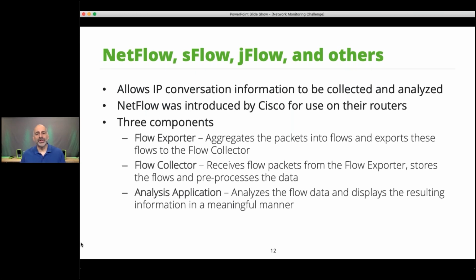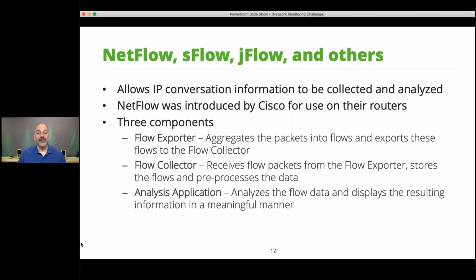There are 3 components to this. We have our flow exporter, so it aggregates the packets into flow. This would be something like my router. It sends that to a flow collector, and that flow collector is going to start taking all those flows and putting those together into a single database, into a single collection of data. And then we have a flow analyzer, and that flow analyzer's job is to make sense of that traffic.